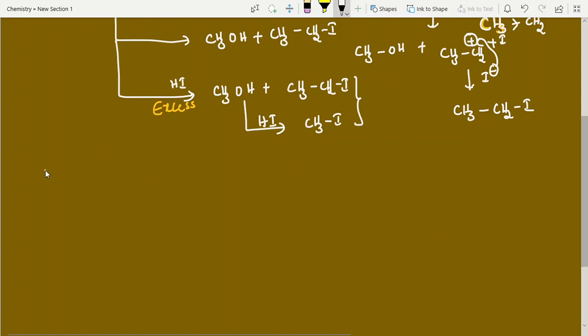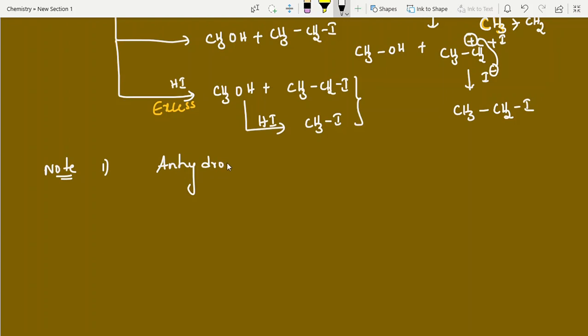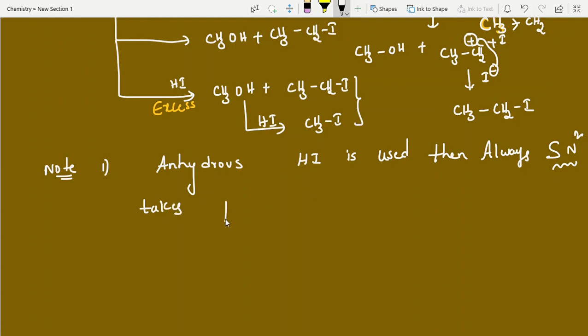Note point. I am writing some note points. Note 1: when anhydrous HI is used, then always SN2 takes place. There is no doubt. SN2 takes place. Is it clear?